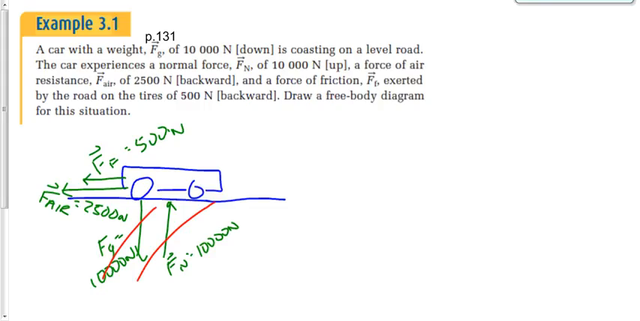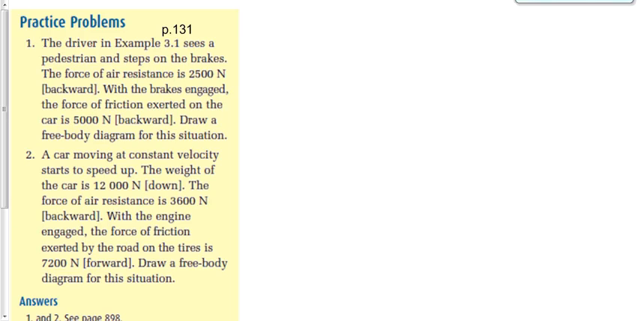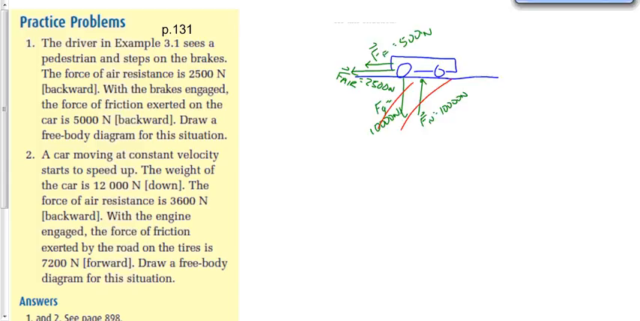All right, so here's what I'd like you to do now. Draw the two free body diagrams that are referenced in the questions on page 131. Question number 1 says the driver in example 3.1, and this picture that we see up on the board here is from example 3.1. This time he or she sees a pedestrian, slams on the brakes, still has that force of air resistance, same value, right? Air resistance isn't going to change just because we slam on the brakes, but the force of friction does change. Now the force of friction goes up dramatically.